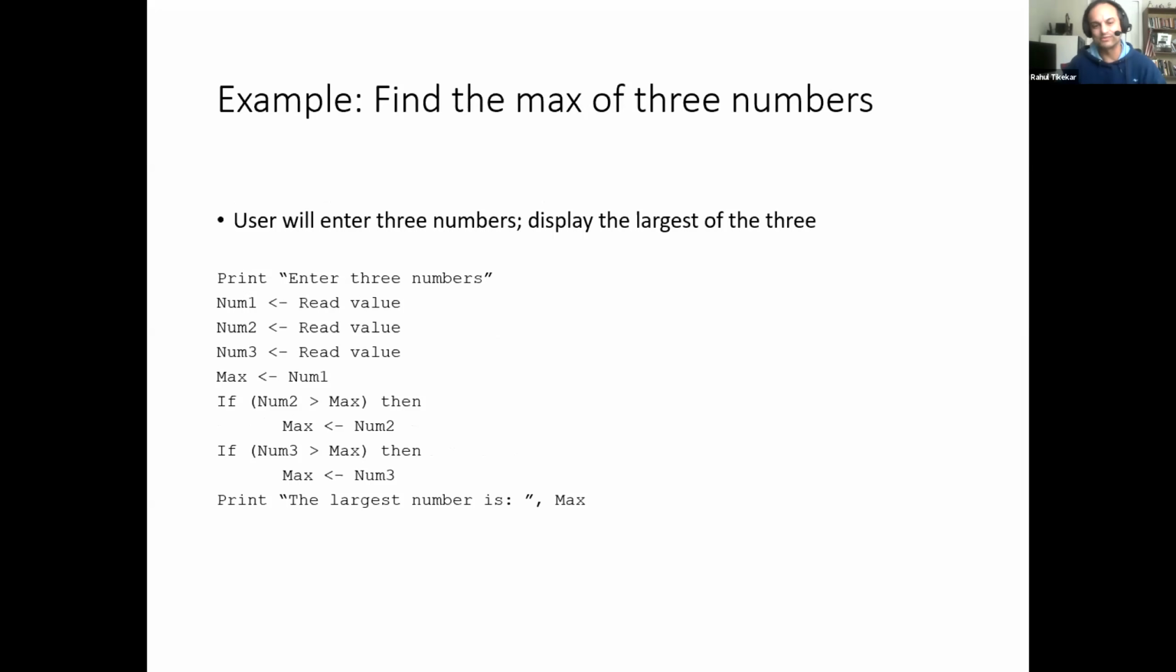Here's another example of an algorithm. Again, a fairly trivial one where you want to find the maximum of three numbers that the user is going to enter. So you're going to read number 1, number 2, number 3, and then max is what's going to be the maximum. And you assign the first number to be the maximum for now. And then you look at the other two numbers, and if number 2 is greater than max, then obviously max becomes number 2. Then you look at the third number. If number 3 is greater than max, then max becomes the number 3. Otherwise, nothing changes. And you print the largest number. So that's an algorithm.